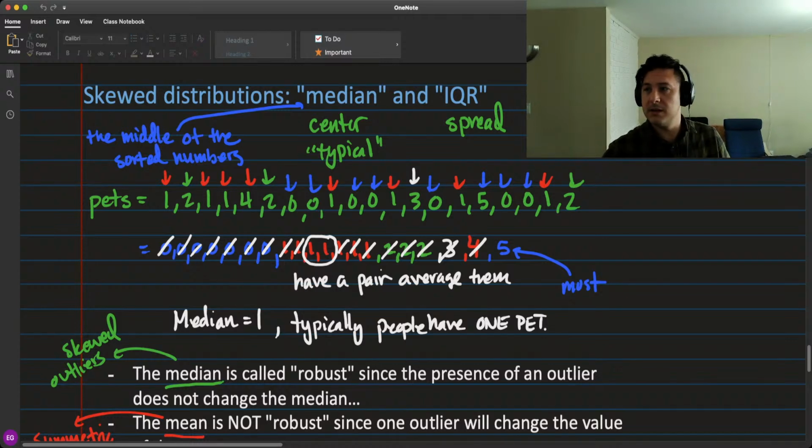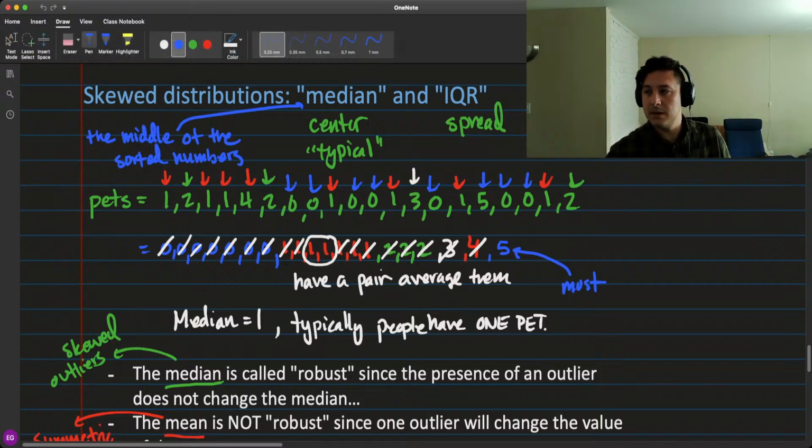Oops, why is it not writing? What is going on? Okay, there we go. There's my little arrow.